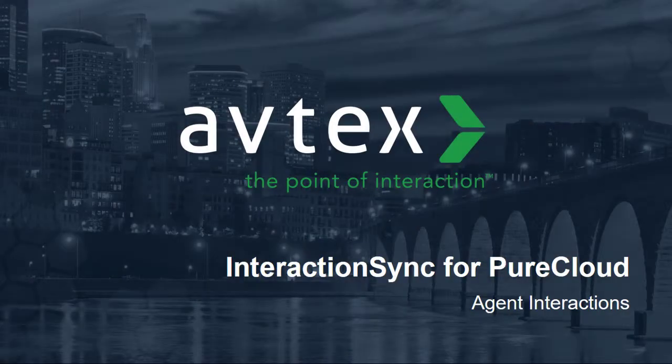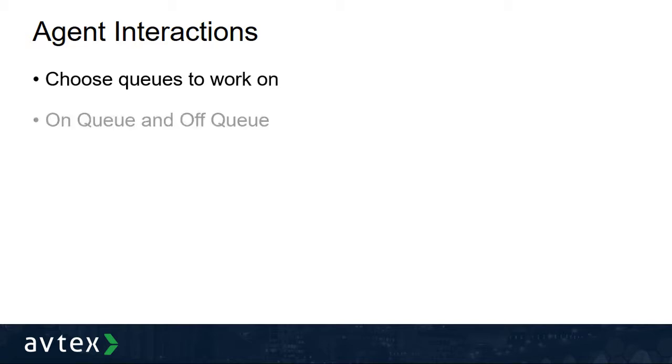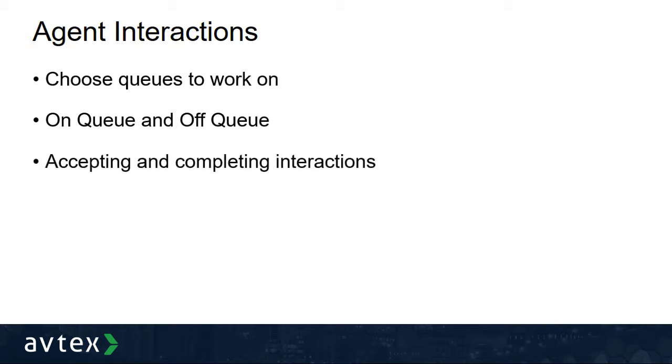This is the InteractionSync for PureCloud presentation, Agent Interactions. In this presentation, I'm going to be discussing things like choosing the queues to work on when you're ready to start taking ACD interactions, and then we'll move on to discuss going on queue and off queue and what that means. And finally, I will discuss how to actually accept an interaction that is coming in on an ACD queue, and then how to finish it when you're done. So let's get started.